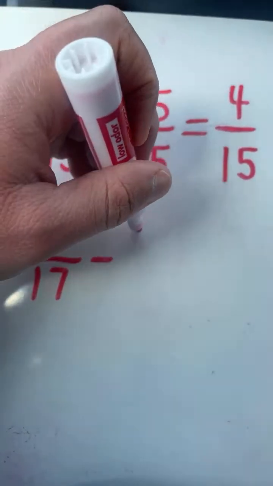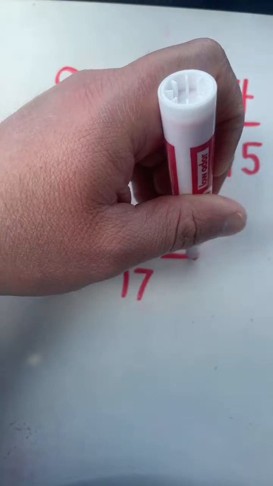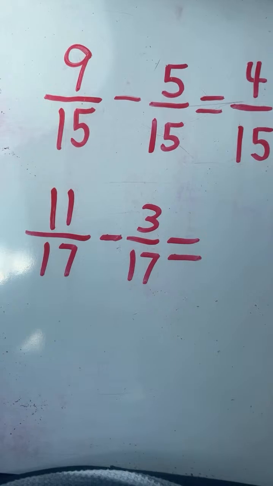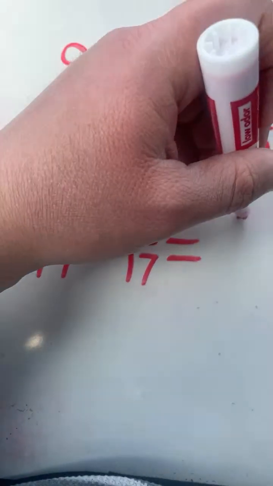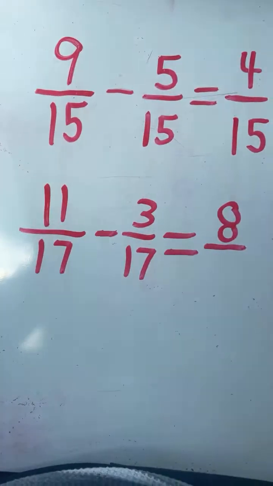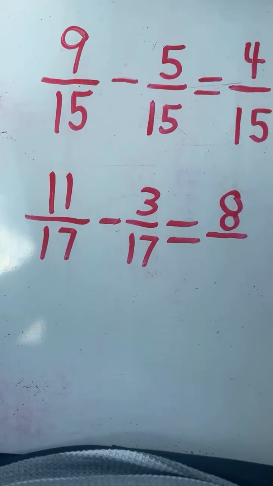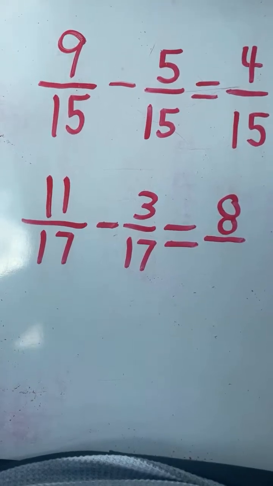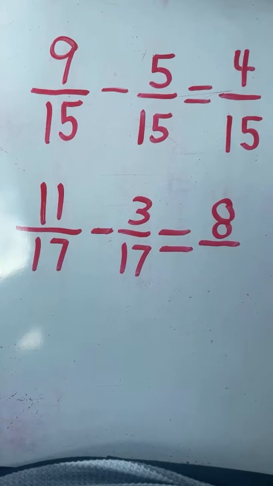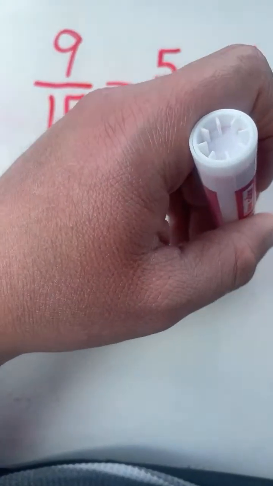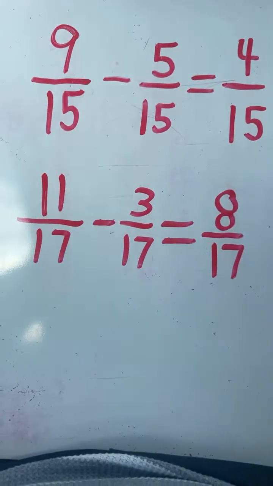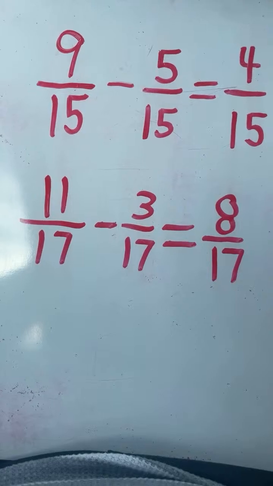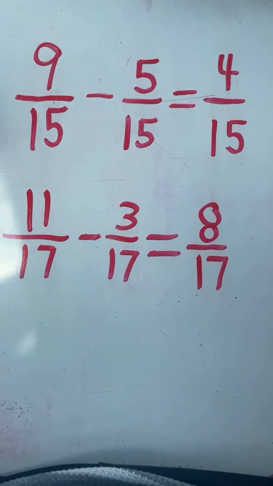11/17 minus 3/17 equals. Step 1, we subtract our numerators. 11 minus 3 equals 8. Step 2, we keep our denominators the same. The denominator is 17 for both fractions being subtracted. It's going to be 17 in our answer. 11/17 minus 3/17 equals 8/17. All right, next set of problems.